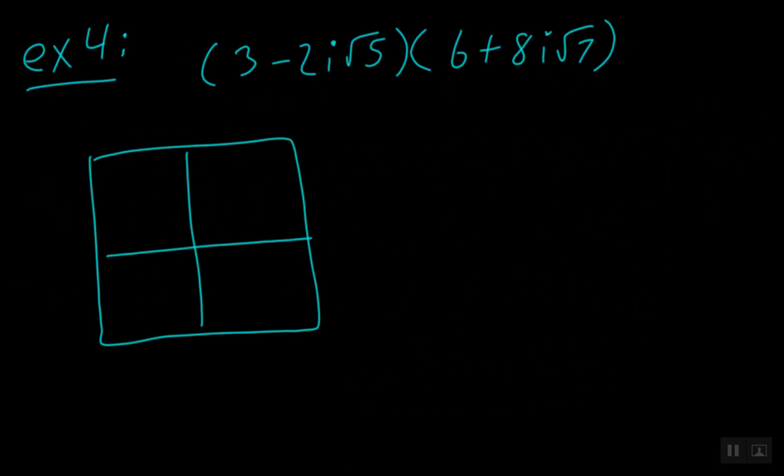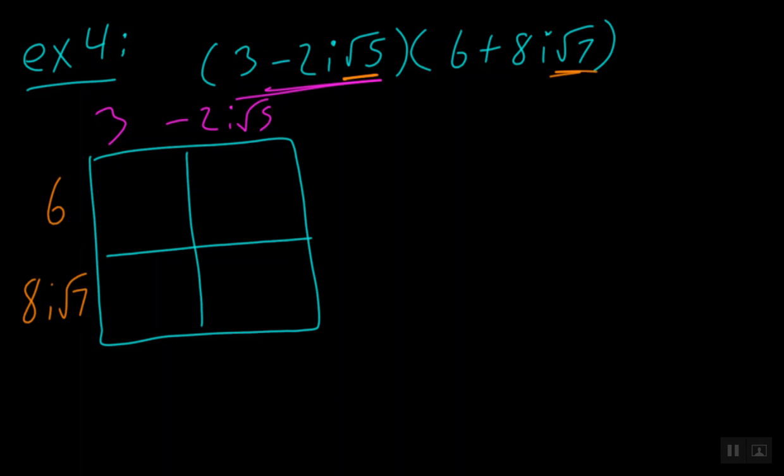Okay, for our example 4, we're now going to multiply 3 minus 2i square roots of 5 times 6 plus 8i square roots of 7. Now notice, here we have the square root of 5 and the square root of 7 embedded. So this is a case where our square roots, our radicals are different. And let's see how that plays out. So in purple, I'll write this, 3 minus 2i square roots of 5. And then over here in orange, let's write 6 plus 8i square roots of 7.